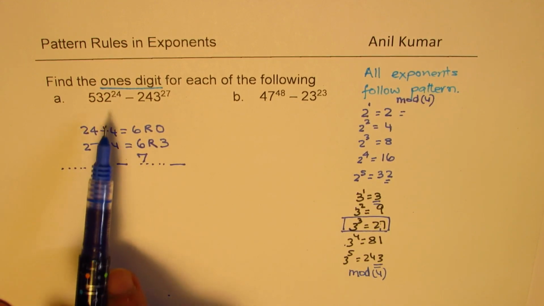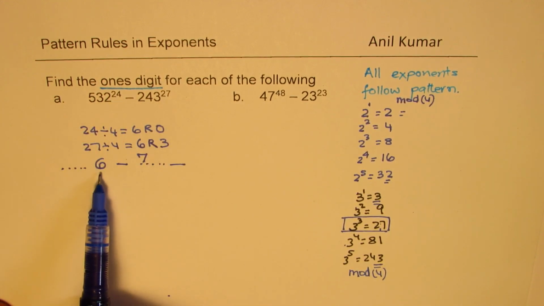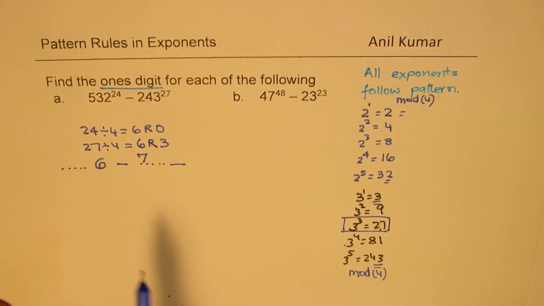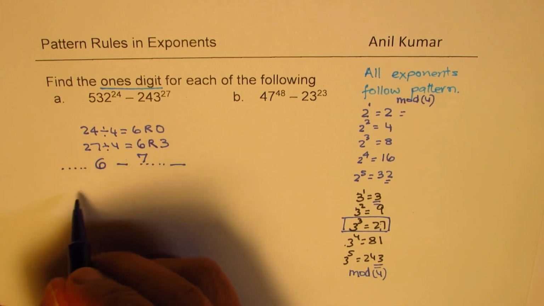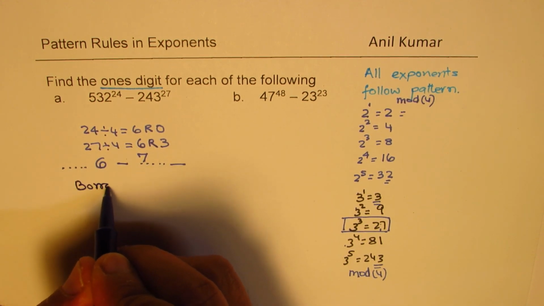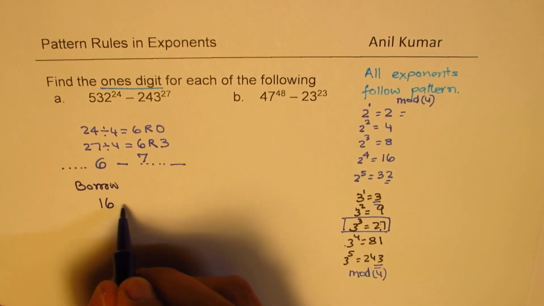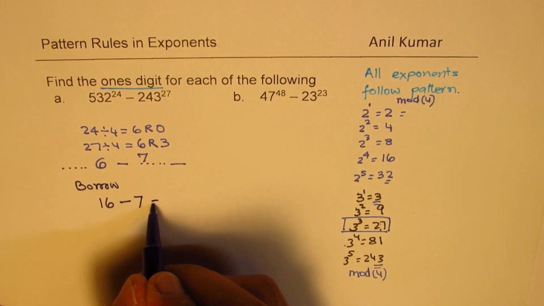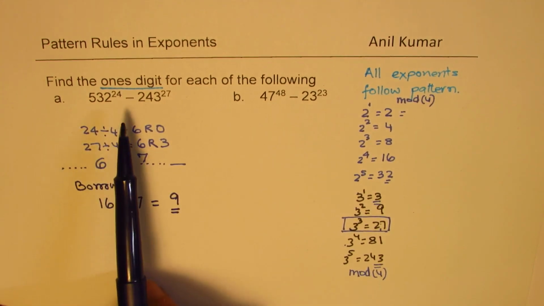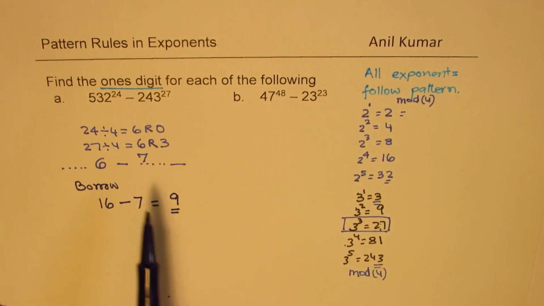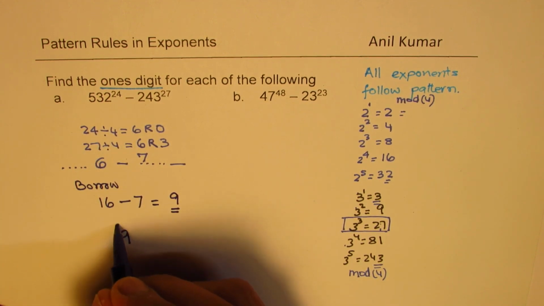Now the question here is, what should be the ones place when I take away 7 from 6? Well, we'll have to borrow, right? Now you should realize that we're not expecting a negative number, right? So what we do is we borrow. When you borrow, it becomes 16, and from 16 we take away 7, we get 9 in the ones place. So for the very first one, 9 is in the ones place. So our answer is 9. Is that clear to you?